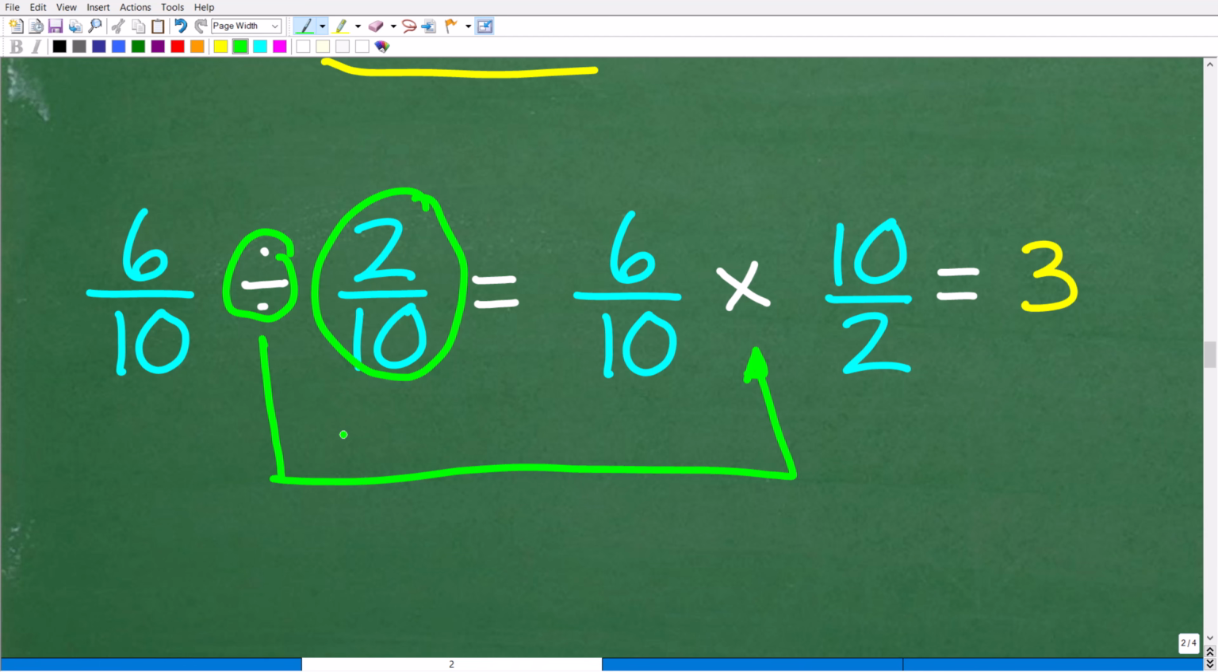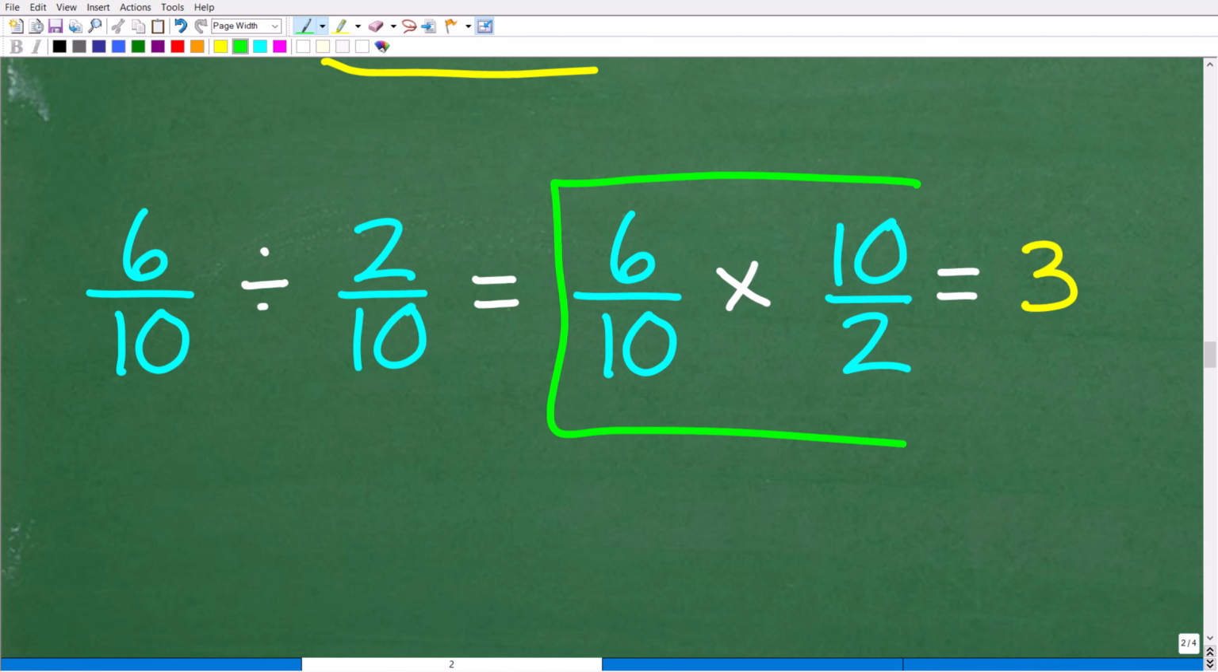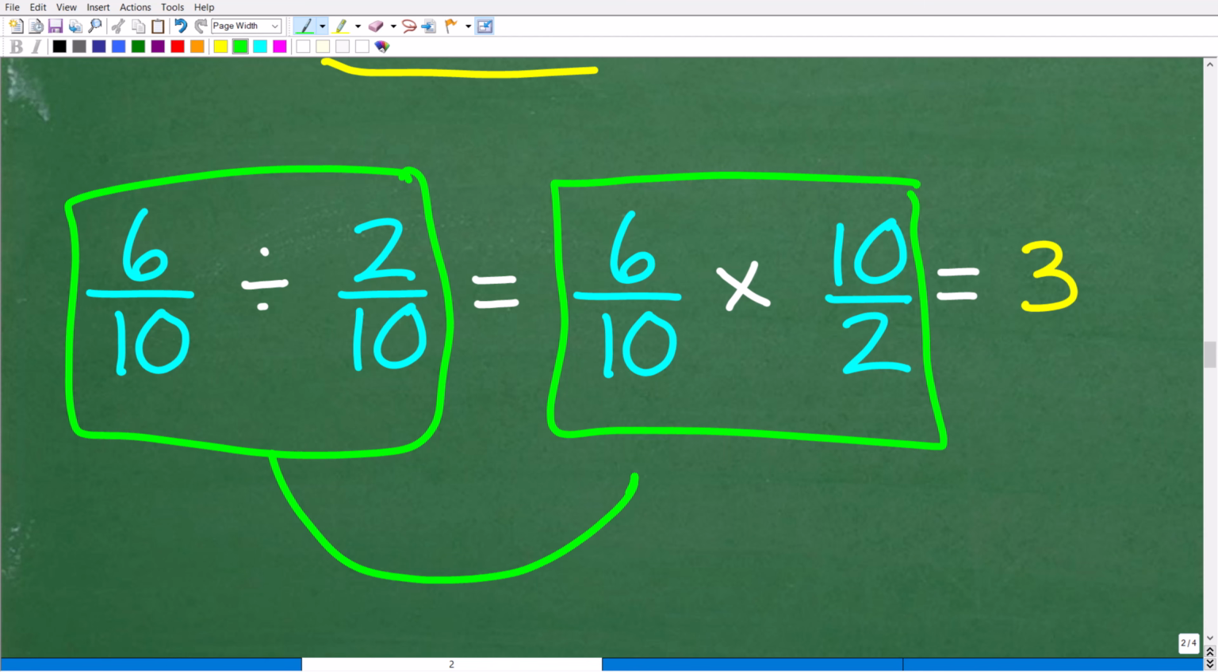So we're going to rewrite this problem as multiplication, but we need to flip this fraction 2/10 upside down. That's called the reciprocal. So we're going to put the denominator where the numerator is and the numerator where the denominator is. So that's going to be 10 over 2. Okay, so once we have this, effectively what we have now is a multiplication problem. So now we have to remember how to multiply. Just to be clear, this division problem is equivalent to this multiplication problem.